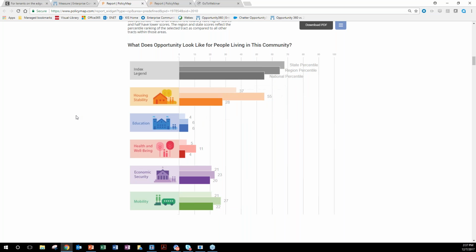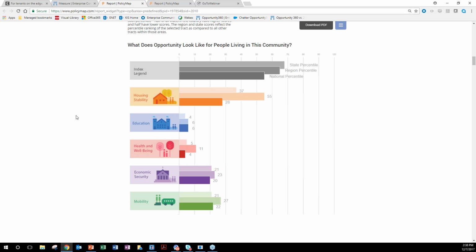So in housing stability, what that dark bar says is, if you were to line up every single neighborhood across the entire country, that 28 is telling you that that particular address is better than about 28% of the neighborhoods across the country, but worse than the other 70 or so percent of neighborhoods across the country.